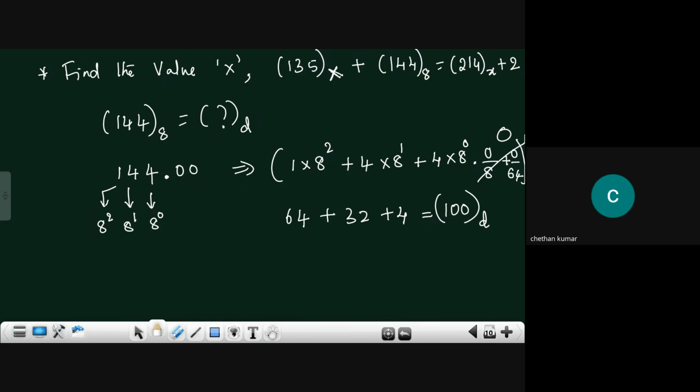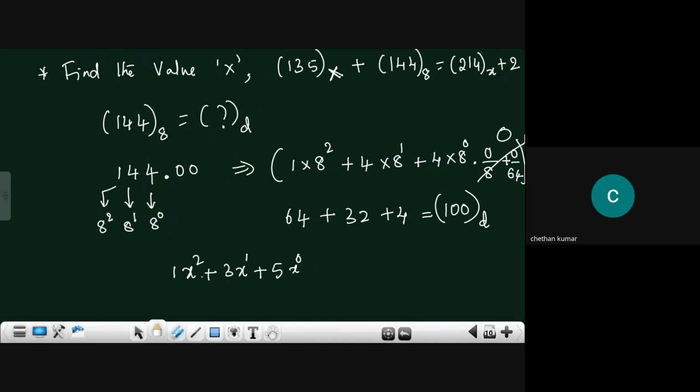Weighted power only, right? This number into decimal means what? 1 into x square plus 3 into x plus 5 into x power 0. This is x power 1, x power 0. X power 0 means what? 1 only. You understood? Convert this into decimal.